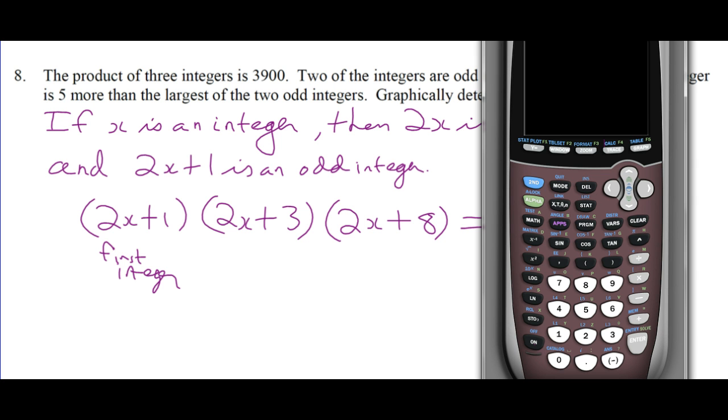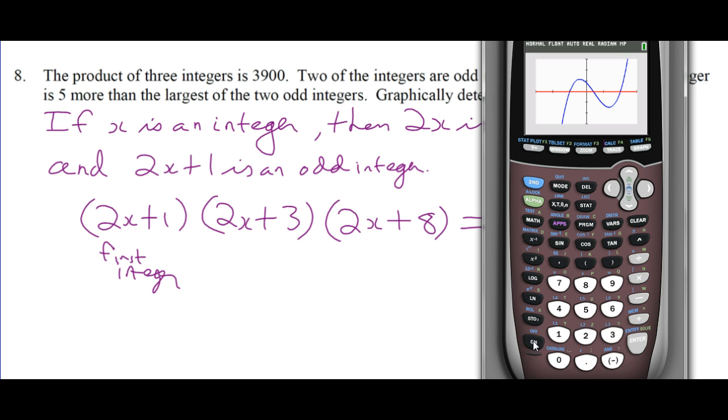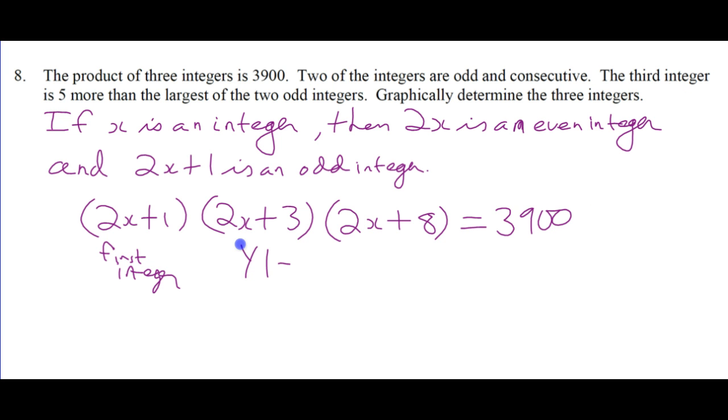Look for zeros or extend the window up to 4,000. What do y equals? Make a choice. What's it going to be? y1 is the left side, y2 is the right side? Fine, let's just do it that way. So here y1 is equal to 2x plus 1. Don't expand this, you're just going to enter it into your calculator this way. y2 is equal to 3,900.